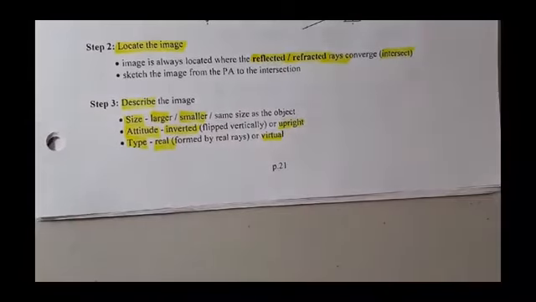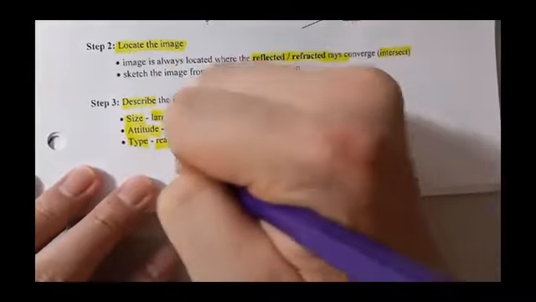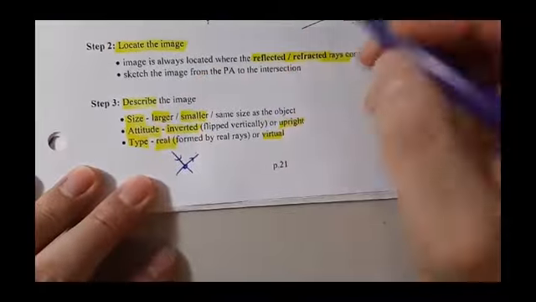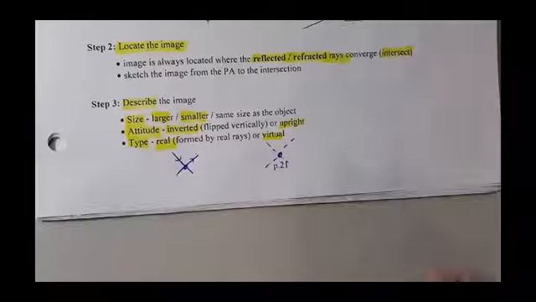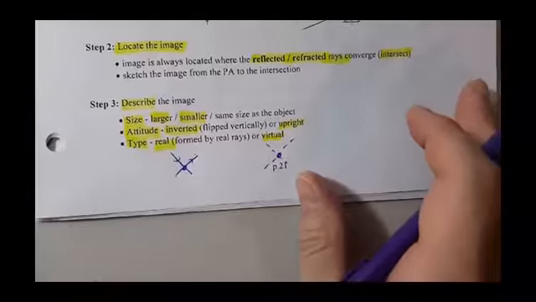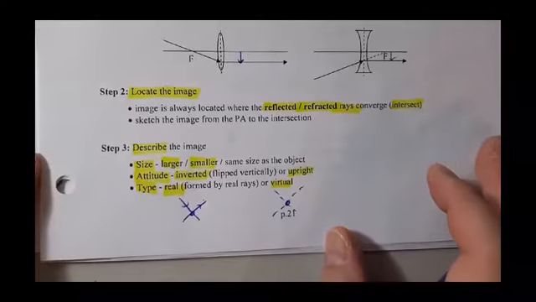Like I mentioned, a real image is where, for example, I have solid radiations that intersect, that's real. Virtual is where dotted lines intersect, that's a virtual situation. Right now I went through a lot of information over here. Let's do some examples.